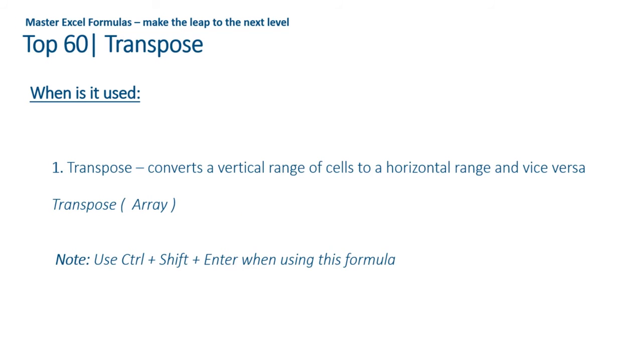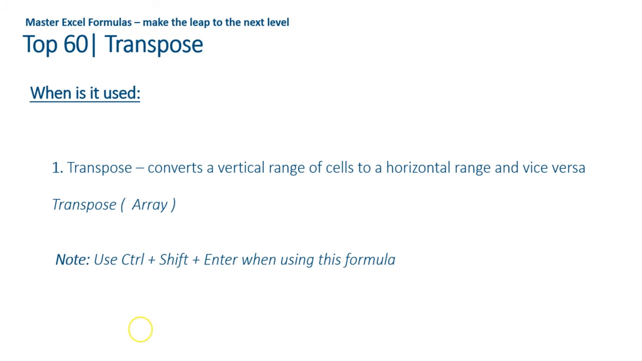We have another interesting formula here, which you might have heard of as a way to paste specific data that you have copied and then transpose it somewhere else. But this is actually a function that does the same thing. It converts a vertical range of cells to a horizontal range and vice versa. And the structure of the formula is, all we need to do is input the array within the brackets of the transpose function.